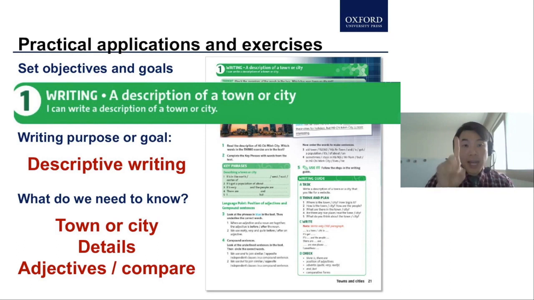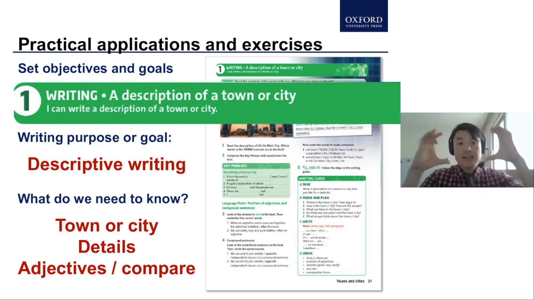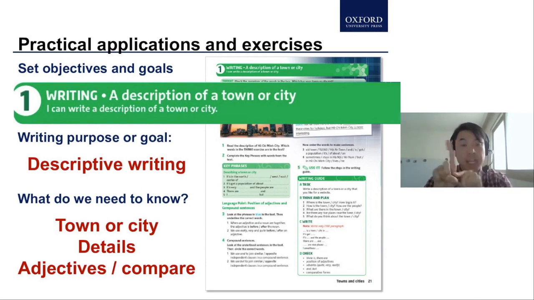So we know that, A, we're talking about a town or a city. Okay, if we're doing descriptive writing, then we need to know how to add details. And details can come from adjectives or comparing other things. Comparison. What is better? What is worse? Size. Your opinion. Which one do you like or which one do you prefer more than something else? So within that one statement, hopefully you can see that our objective is clear, descriptive writing, and because it's descriptive writing, we automatically know that there are going to be certain skills needed to be successful with this goal.